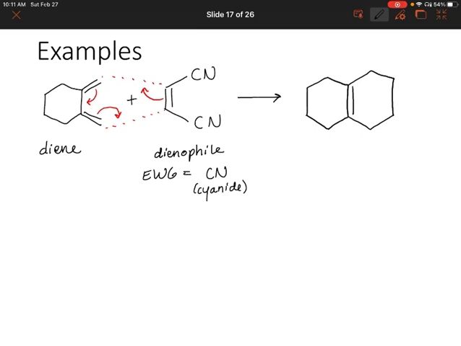So they're both cis, and they'll actually both be in the wedge position. And we'll talk about why later on. All right. Now let's look at one more example. What if we have the following?